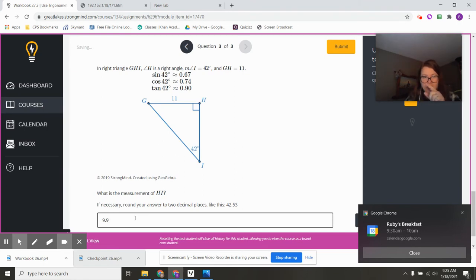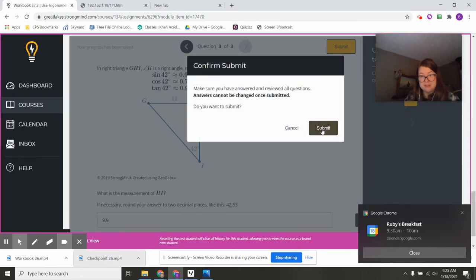Tangent of G is what I did. The tangent of G was the opposite, which I didn't know, over the adjacent, which is 11. And then I multiply it, so it should be 9.9. So I've done everything correctly, and we'll see what they say.